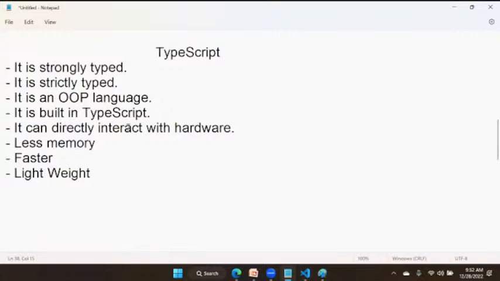So technically it is lightweight, it is faster, and it has less memory usage. Now clear? So technically it has a lot of features when compared to other OOP languages. So TypeScript can individually be used in building large scale applications.